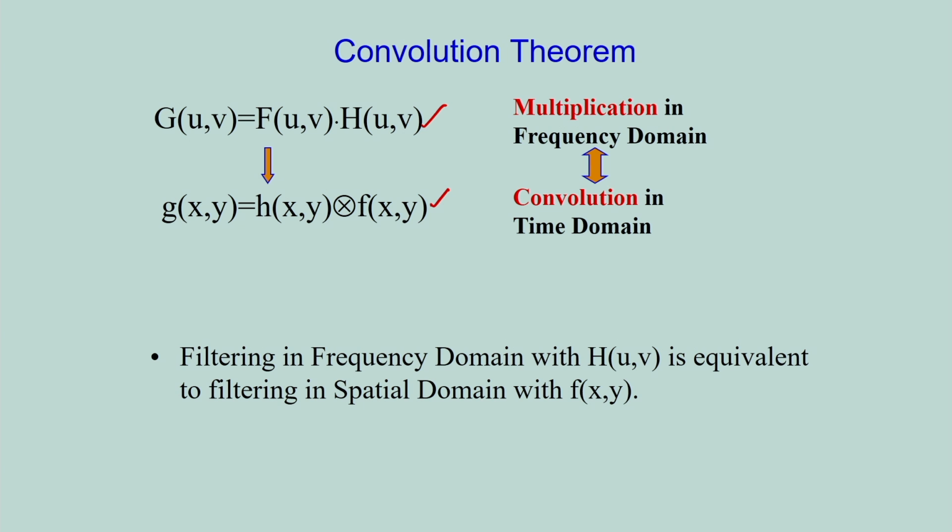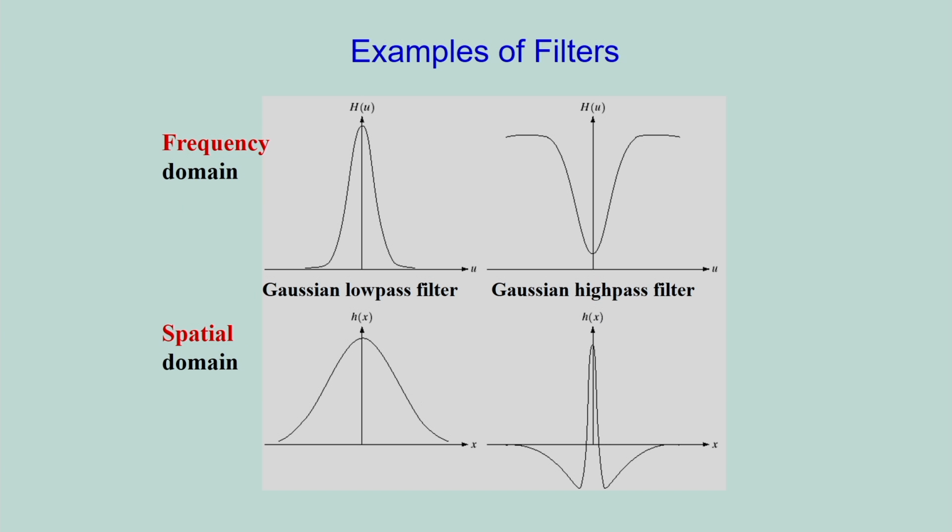So in this case, F(u,v) is the Fourier transform of the input image, and H(u,v) is the filter transfer function. So I only have to do the multiplication between F(u,v) and H(u,v). In this case, I have shown one example of the Gaussian low pass filter in the frequency domain, and corresponding to this I have shown the function in the spatial domain. In spatial domain it is something like this.